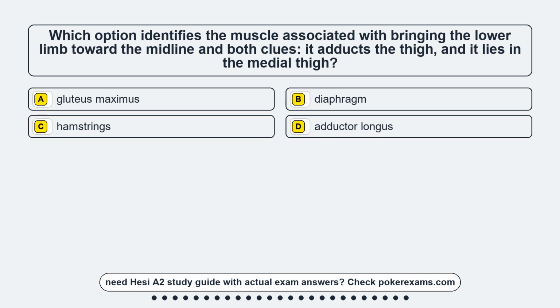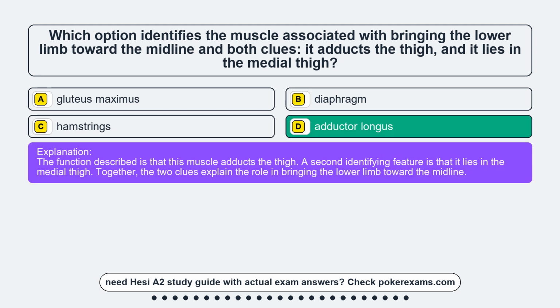Question 24. Which option identifies the muscle associated with bringing the lower limb toward the midline in both clues? It adducts the thigh, and it lies in the medial thigh. Option A, gluteus maximus. Option B, diaphragm. Option C, hamstrings. Option D, adductor longus. The correct answer is option D, adductor longus.